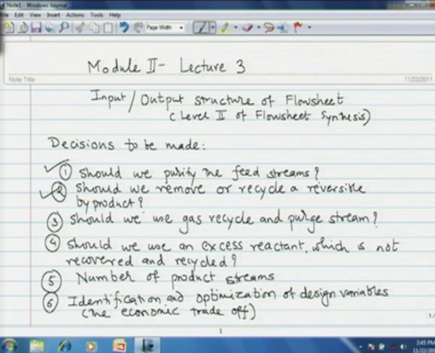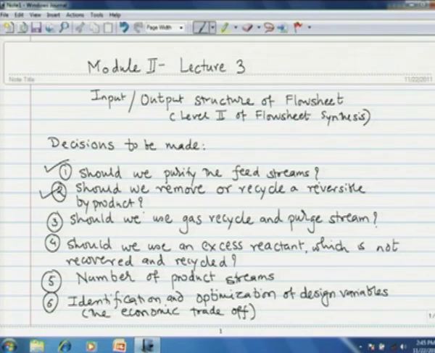Rarely will there be a process with only a single product. There will always be several side reactions taking place, giving rise to several unwanted byproducts. Now, if some of these byproducts are formed through reversible reactions, we have to decide whether we have to remove these byproducts or recycle them. Then the third decision is about gas recycle and purge.